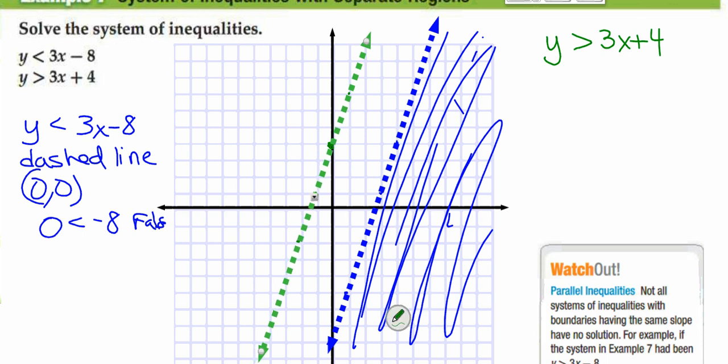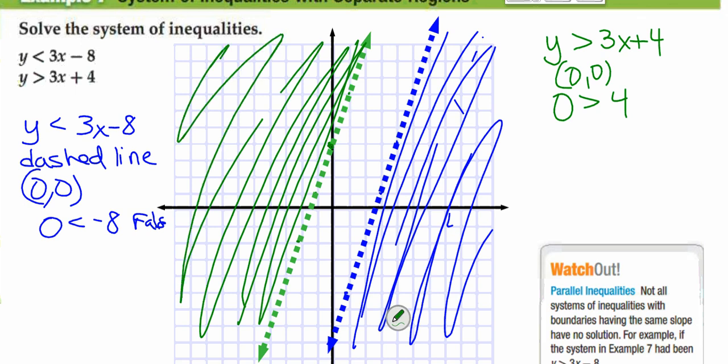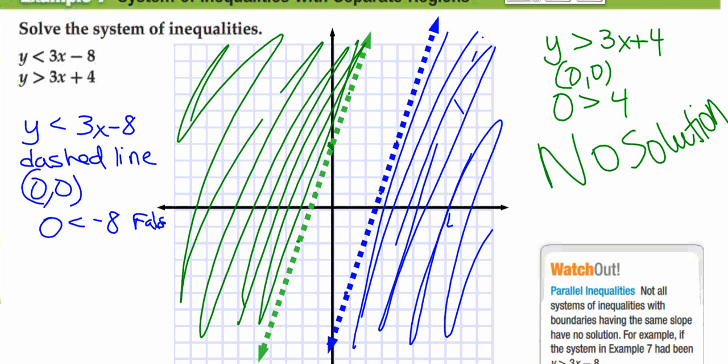And then we'll check our point 0, 0. Is 0 greater than 4? No, it is not, correct? And so do I shade at 0, 0? No. So I'm going to shade here. Now, the solution is the overlap. So in this case, what's the solution? No solution.